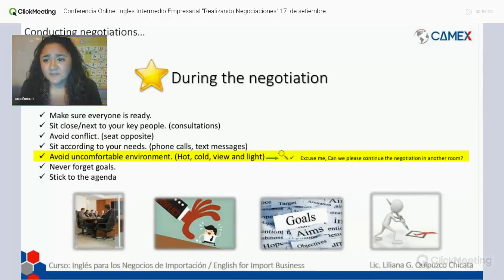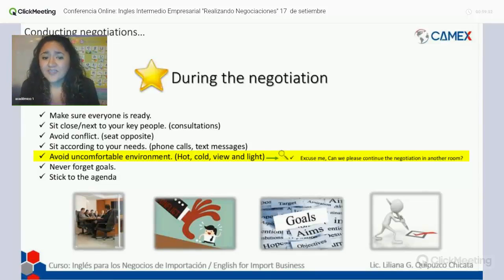And finally, light. Maybe there is too much light, and these are the kind of things that some companies that don't like to play fair do. They put the light really hard, or the heat really high, or the air conditioning really high, so the place feels cold, in order to make us uncomfortable. It is not usual, but sometimes it happens. So in this case, if this happens and you are uncomfortable, try to avoid it.